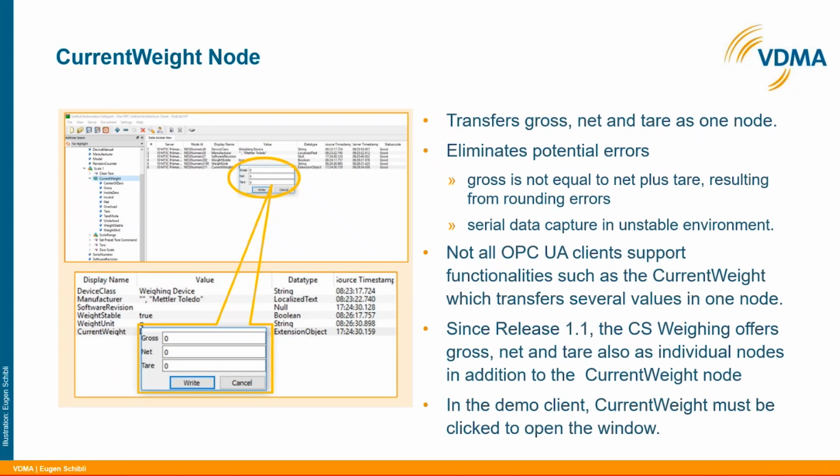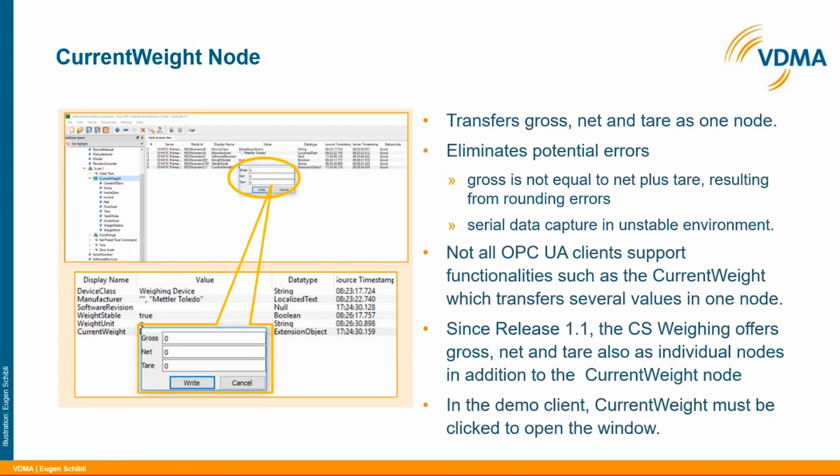Now we come to the particularities of the companion specification weighing. We have created a node called current weight. And this is quite uncommon in the OPC UA standard.